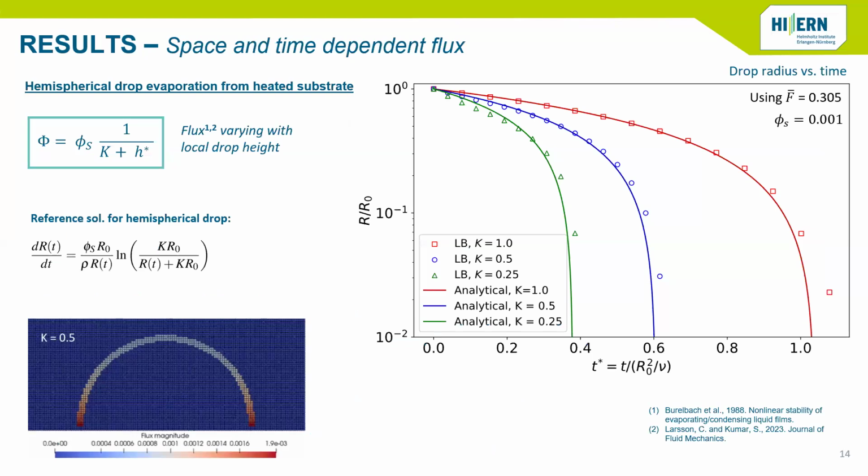This is a special case. In the cases I showed you up till now, the flux really did not change across the droplet. This is supposed to mimic the case where the drop evaporates from a heated substrate. So more flux close to the substrate than on the top.